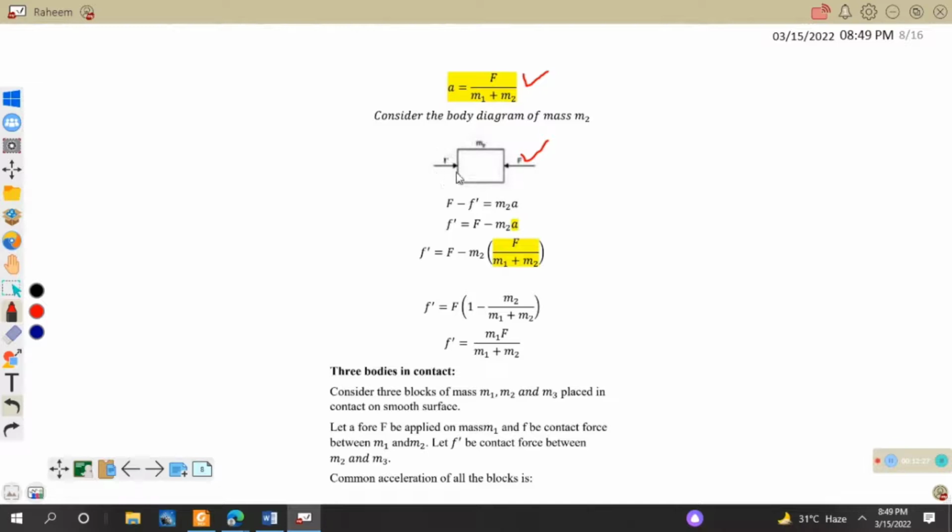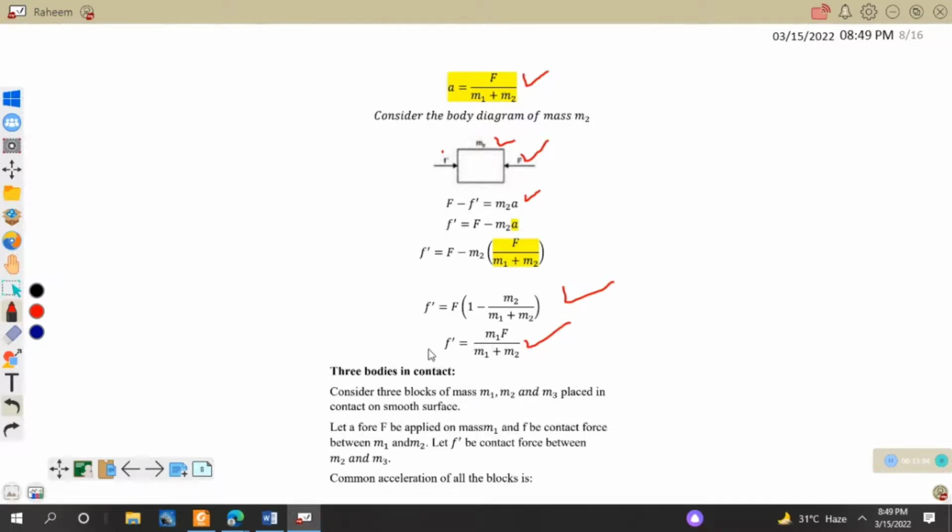So in this case we write contact force with F prime. So F minus F prime will be equal to m2A. Again we have value for acceleration, which is equal to F over m1 plus m2. If again we find F prime, which is the contact force when applied force is on m2, F prime will be equal to F into 1 minus m2 over m1 plus m2. In this case, when our applied force is on block m2, F prime will be equal to m1F over m1 plus m2.